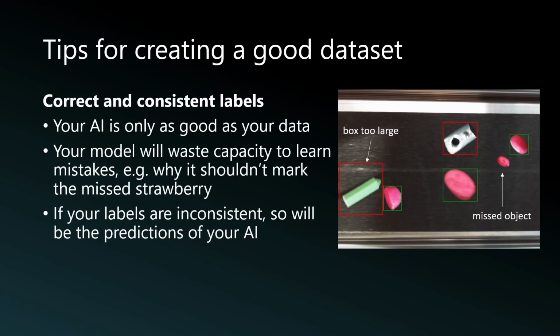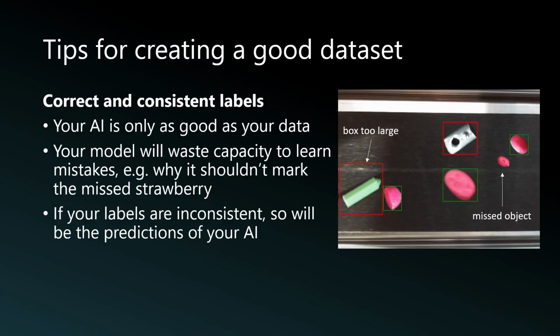The next thing that you should watch out for is to label your data correctly and consistently. For example, here on the right, we have a task where we want to detect strawberries and also foreign objects. But if you look closely, you see, well, we missed a strawberry here. And this is actually a problem for the training because at the end of the day, all the model is, is a set of rules.